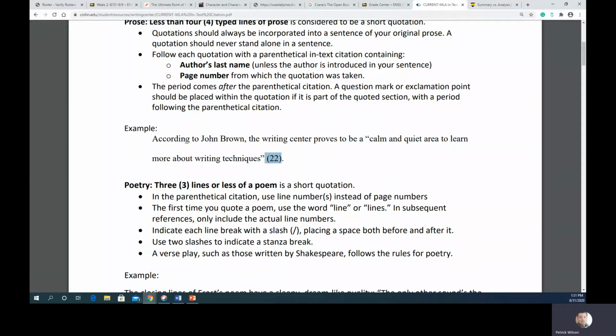Now, had it not been John Brown up here at the beginning, it would be parentheses, Brown 22, close parentheses, period. There's no comma between the last name and the page number. So keep that in mind. Some of y'all like to use that APA style where you have a comma there. You don't need it with MLA. It's last name and just page number. You don't have to spell out the word page. You don't have to abbreviate the word page. Just give me last name, if you don't mention it here, and just the actual page number.